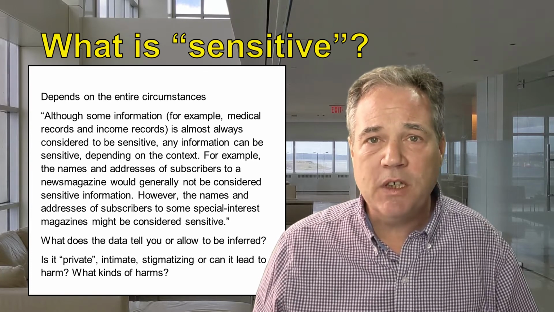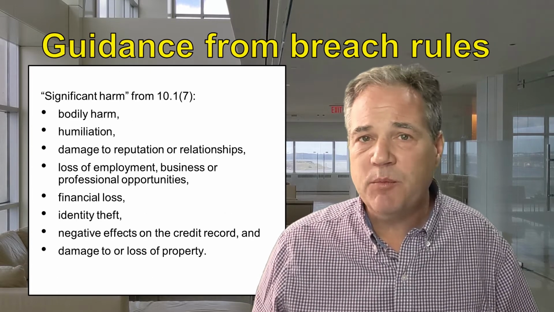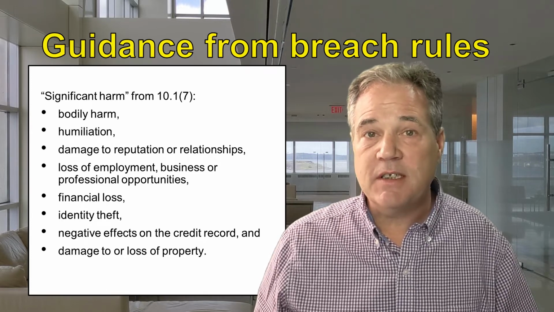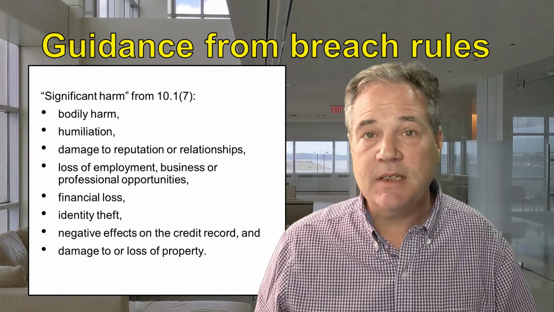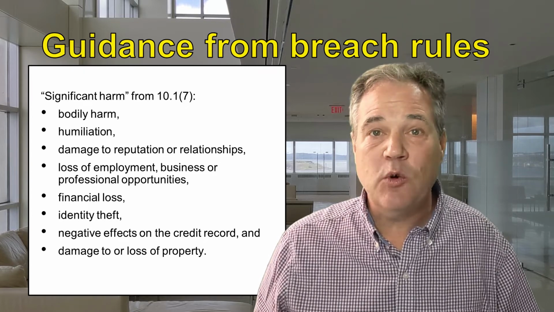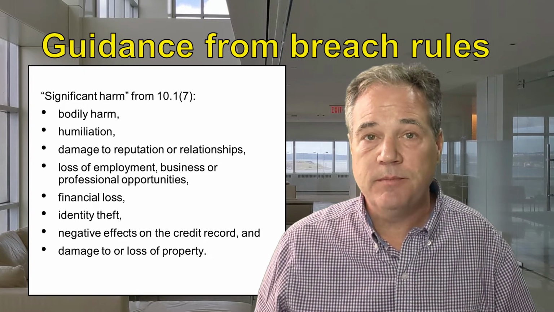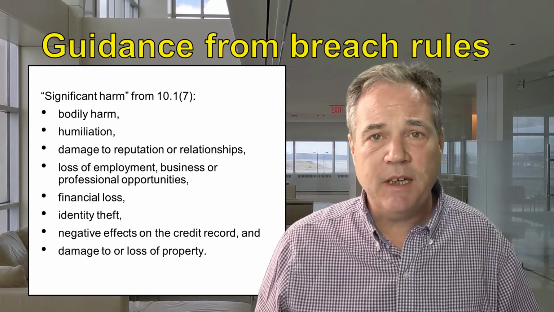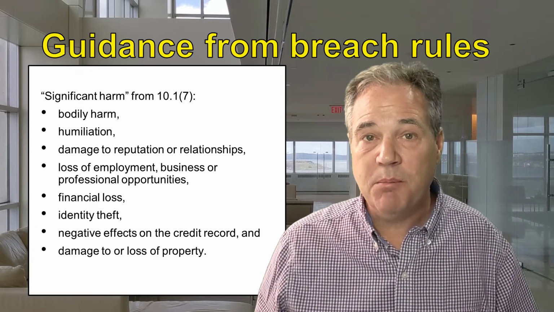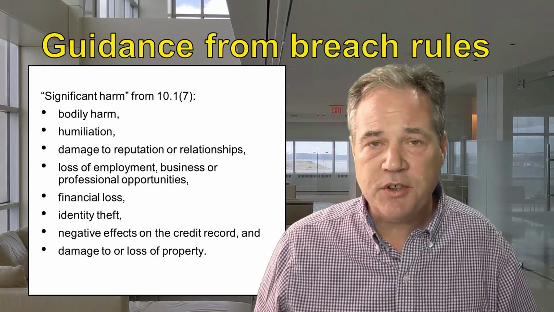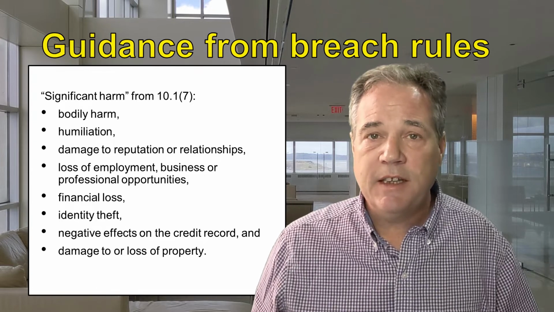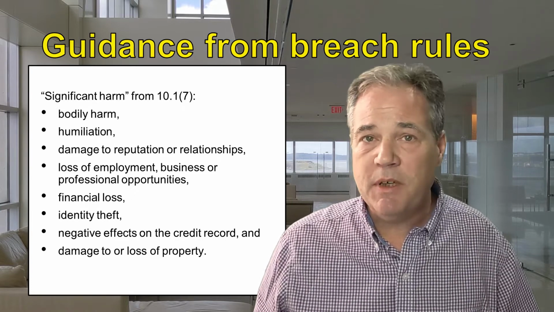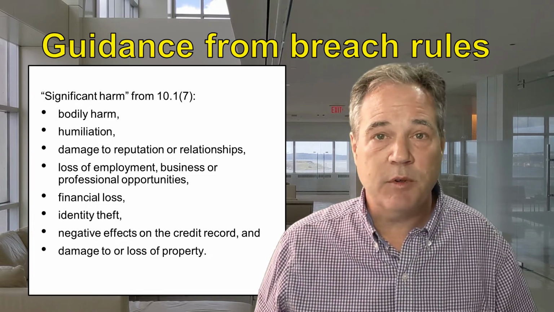And then we have to consider what sorts of harms. For this, we have some really good guidance from the breach notification rules. To consider whether a data breach causes a real risk of significant harm, Section 10.1 sub 7 lays out what sorts of harms have to be considered. It starts out with bodily harm. For example, the location of somebody fleeing intimate partner violence may cause them bodily harm. Then we have humiliation. So is it embarrassing? Then there's damage to reputation or relationships, which is self-explanatory. Loss of employment, business, or professional opportunities is similar.